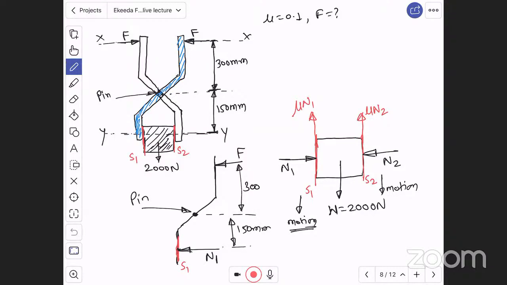Now let us go for the solution. Our target is to find F. Can I erase the diagram now? Here I am erasing the actual diagram.